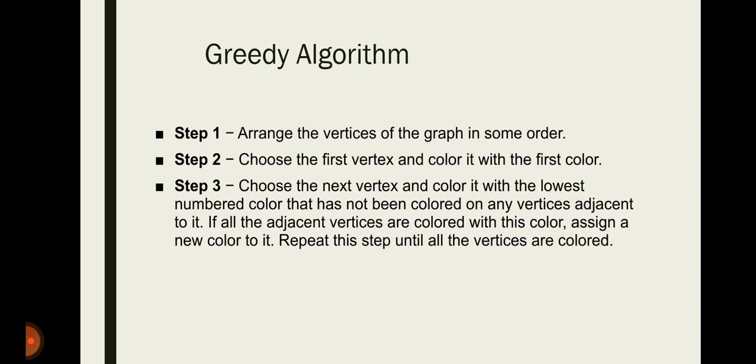The greedy algorithm of graph coloring is as follows. First step, arrange the vertices of the graph in some order. Then choose the first vertex and color it with the first color. After completing the first two steps, the third step is to choose the next vertex and color it with the lowest numbered color that has not been used on any vertices adjacent to it. If all the adjacent vertices are colored with this color, then assign a new color to it. Repeat this step until all the vertices are colored.